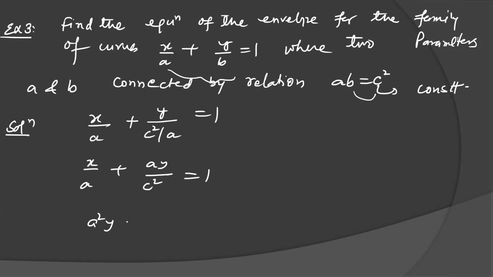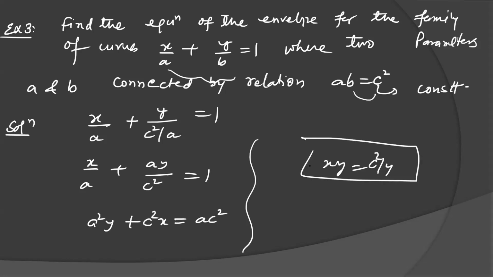In A again: A square y plus C square x equal to A C square. Now this is a quadratic equation in A, and you can find the equation of the envelope. You will get the answer xy equal to C square by 4. You can complete it. I am giving you one more problem.